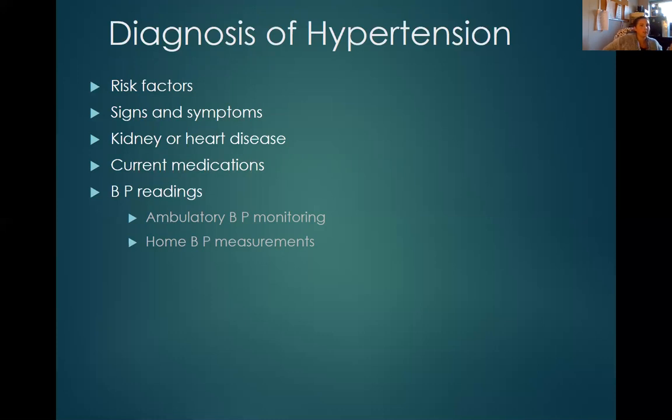Some of the other things that may lead us to a diagnosis of hypertension include signs and symptoms that they've experienced, history, family history, risk factors associated with hypertension, heart or kidney disease caused by that long-term change in blood pressure, and current medications that they may be taking.